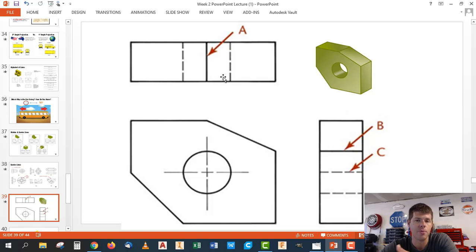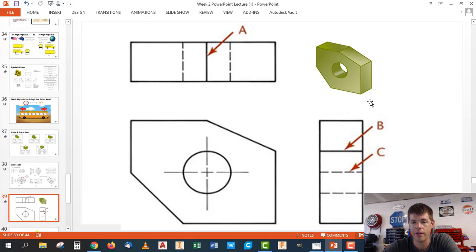The reason they left it off is because it fights for position with the line on top. So how do you decide what to show? Well, you just have to remember the order of importance: visible, hidden, center. You can remember that, you know which one to show. So at the top, we show the visible line because it's the most important. Leave off the center line.